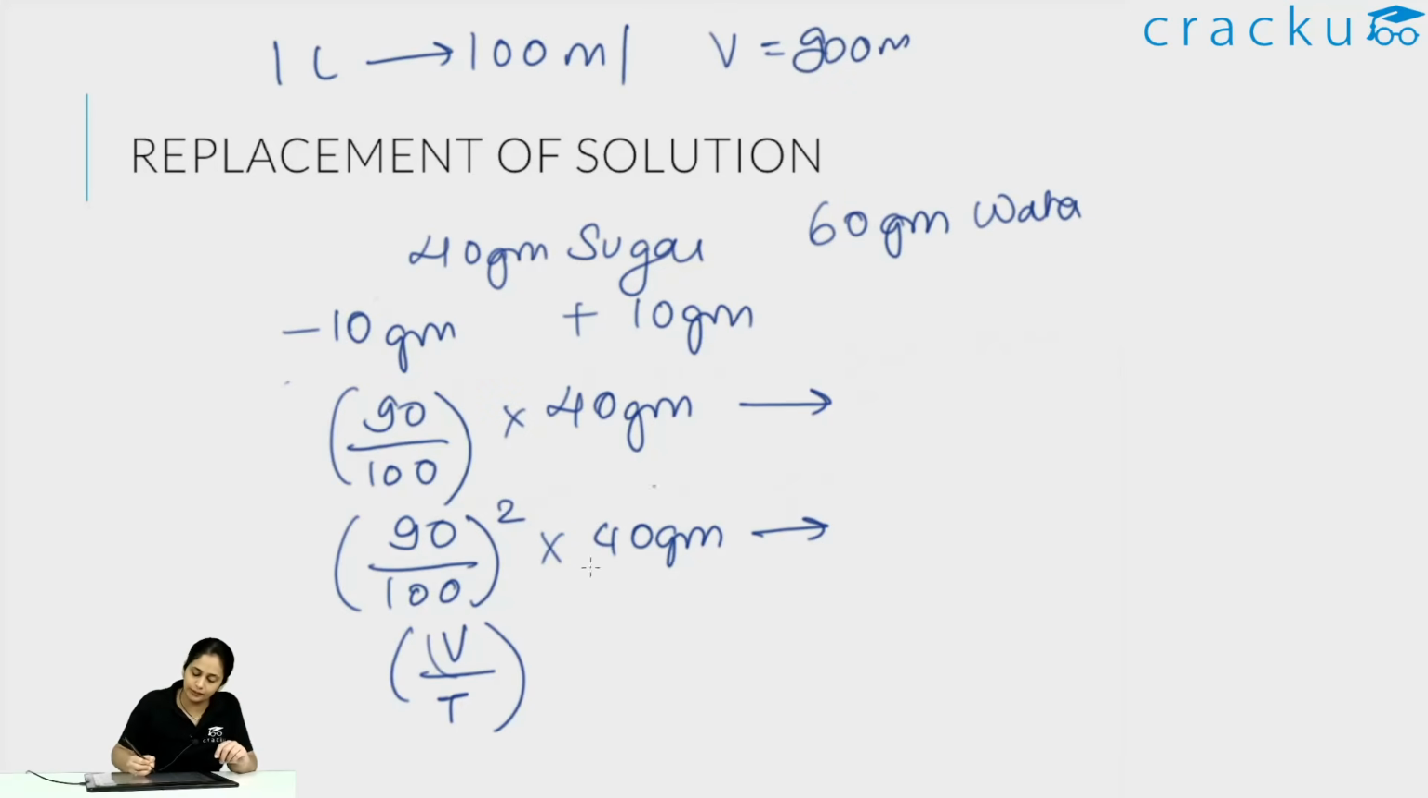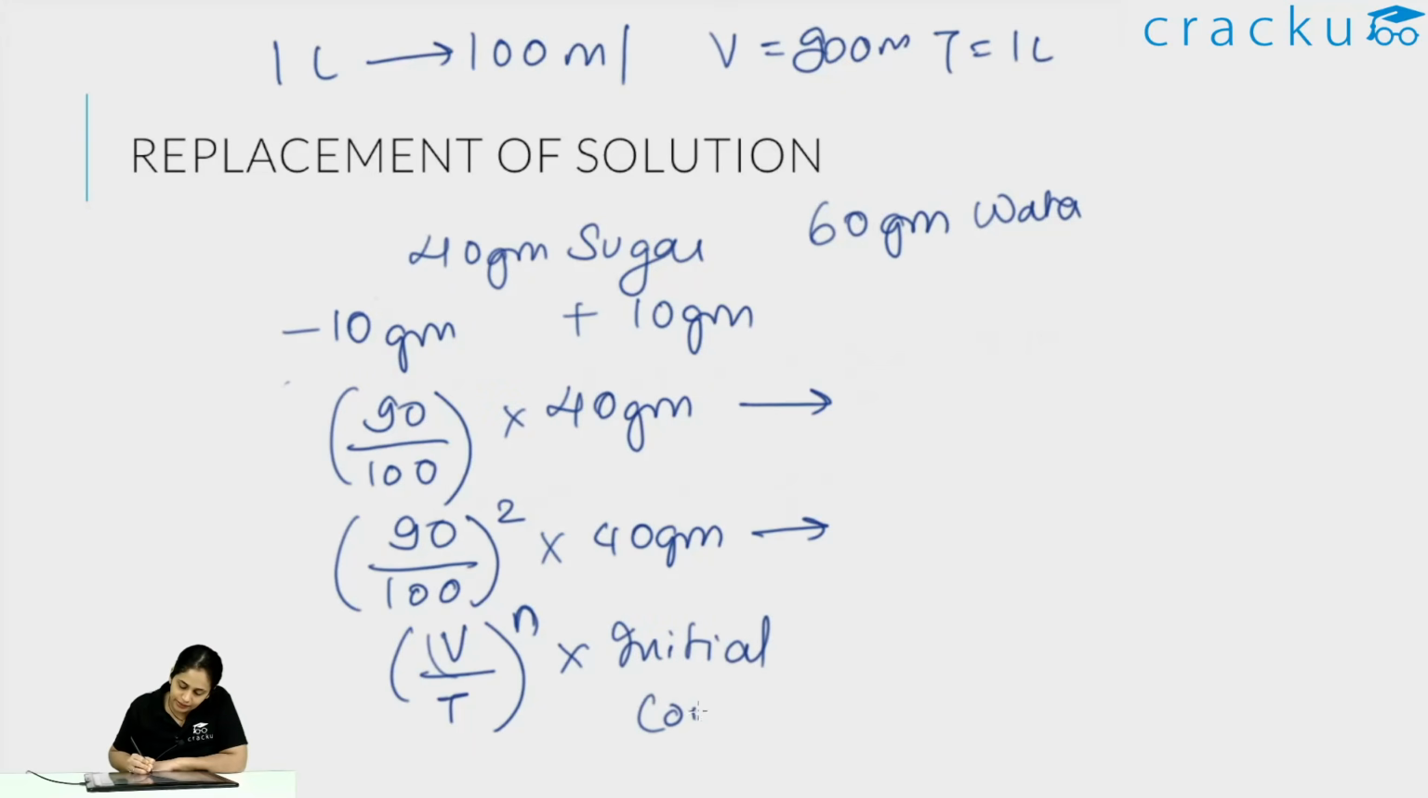And the total volume T will be 1 liter. So (V by T) to the power N, where N is the number of times this step is carried out. Once, it is 1. If the replacement of solution is done twice, it is 2, then 3, 4. If it is done N times, you have to raise it to N. This, multiplied by the initial concentration or initial quantity, will give you the final concentration or quantity.